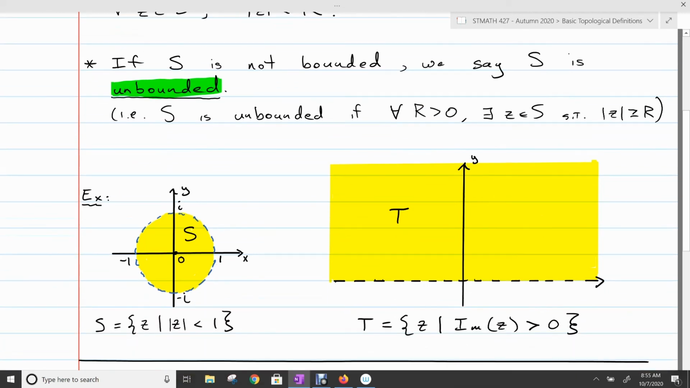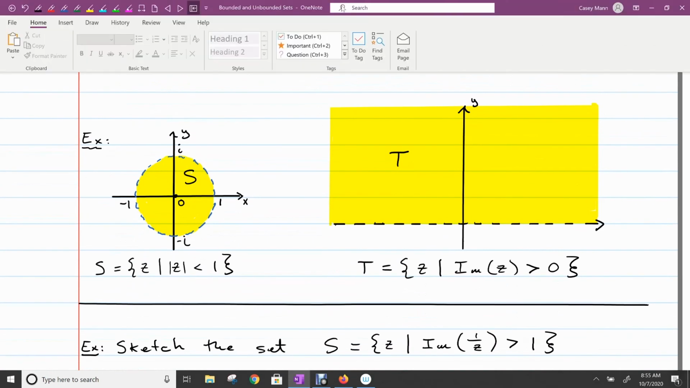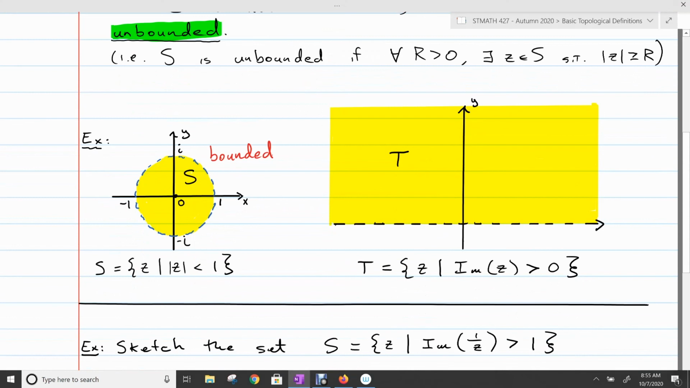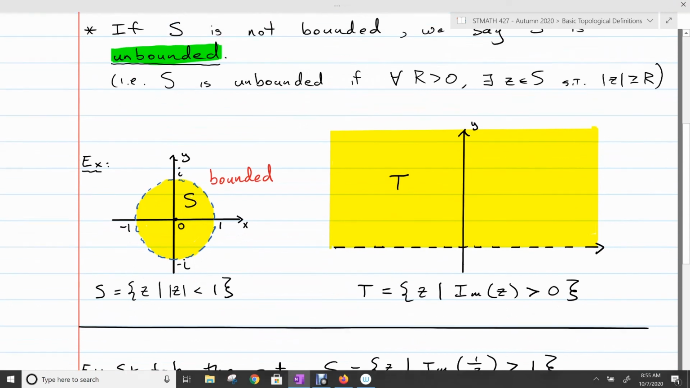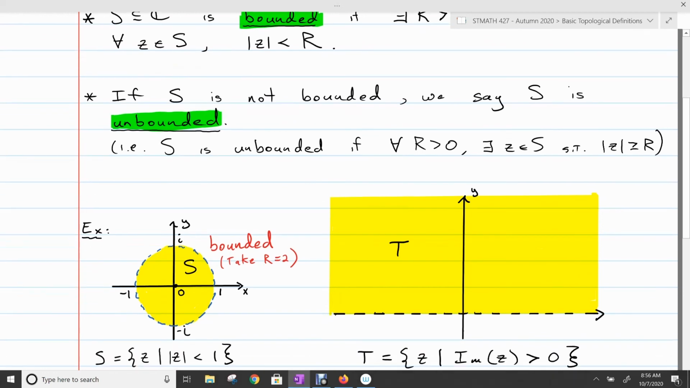So anyway, here are a couple of examples. The example on the left is a bounded set. In fact, a capital R that would satisfy the definition would be any R that is greater than or equal to 1. So maybe, for example, take R equal to 2. So that set is certainly contained in a disk centered at the origin of radius 2.